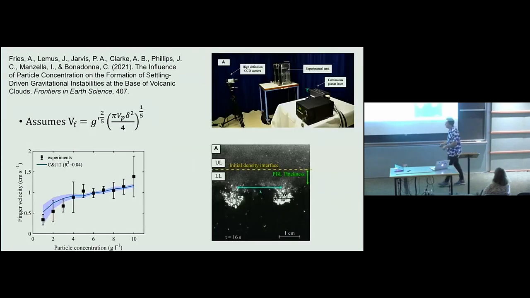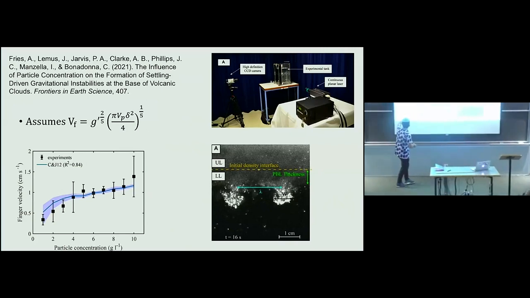So here they've got particle concentration in grams per liter, the measured finger velocities. This is supposed to be the fit. It kind of looks reasonable, but I don't understand the derivation. It's also got what seems like a fudge factor of the thickness of the boundary layer. But the pictures look pretty much similar to everyone else's.